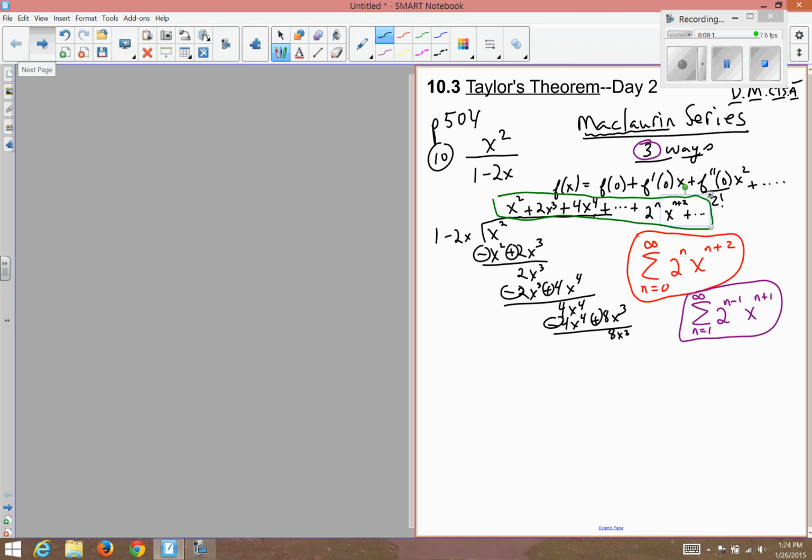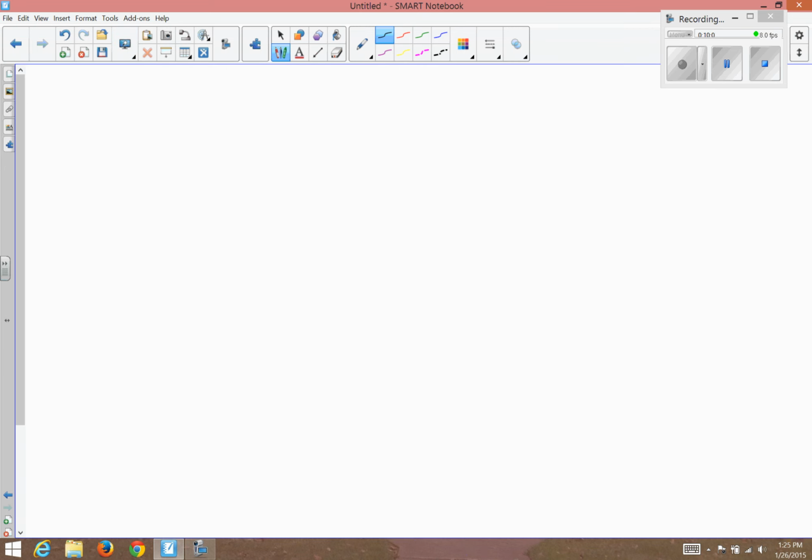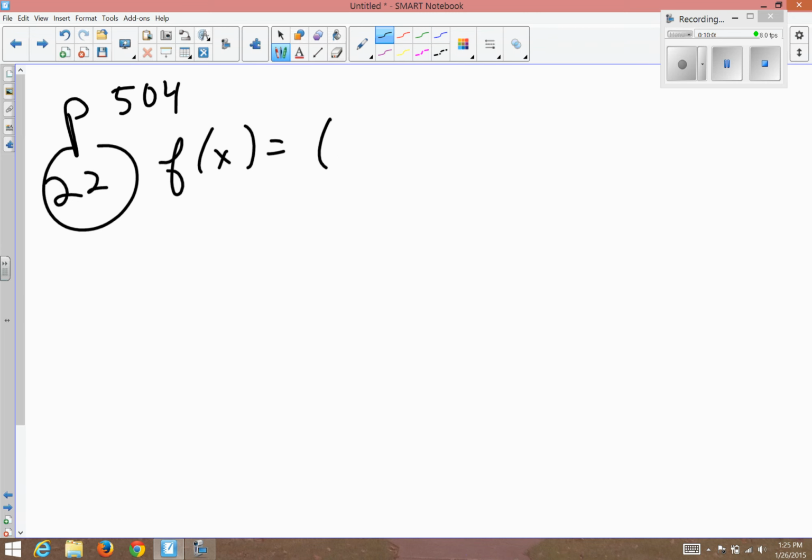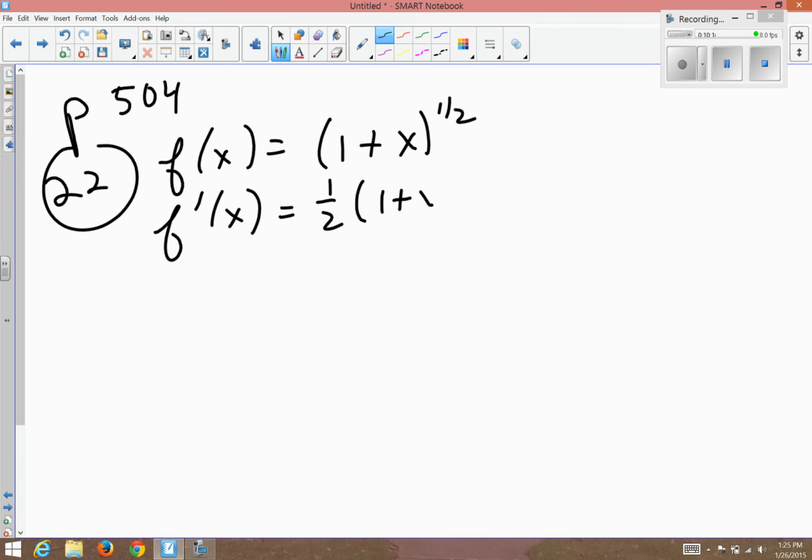And now we're going to do number 22, page 504. We have this function, which is the square root of 1 plus x. The derivative of that function is 1/2 times 1 plus x to the negative 1/2. The function given, evaluated at 0, is 1. The first derivative evaluated at 0, because anything to the 1 plus 0 is 1. 1 to any exponent is 1. 1 times a half is a half.